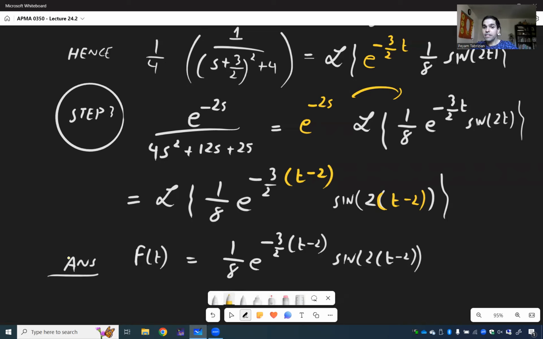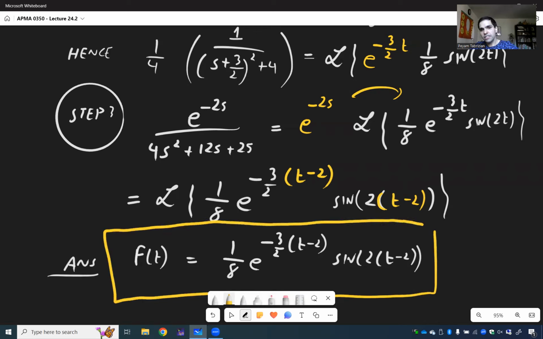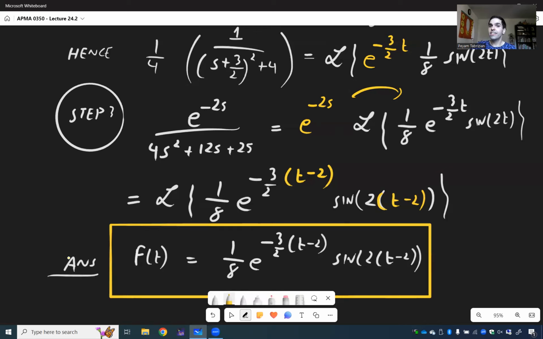I know it was a little bit involved, but it's an excellent practice with completing the square, with shifting, and with adding back the exponential terms.